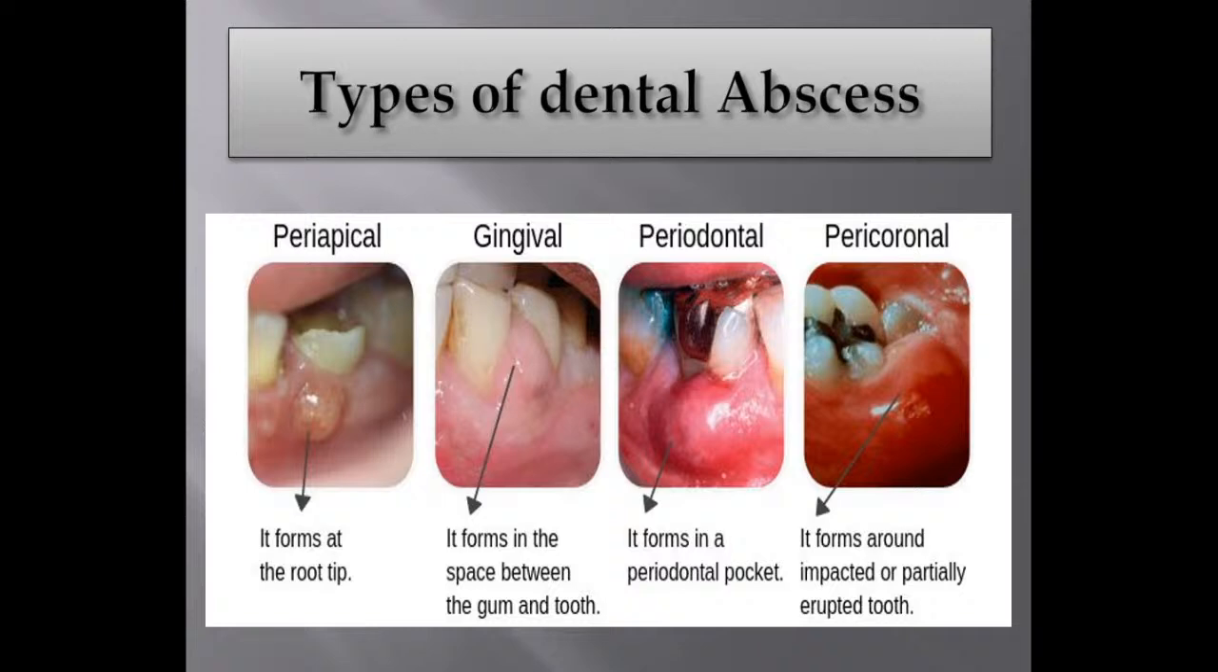And on this slide, you can see photos of different types of abscesses: periapical, gingival, periodontal, and pericoronal. And of course, it looks like they're similar. And if you are not a stomatologist, you cannot understand what the differences are between these types of abscess.